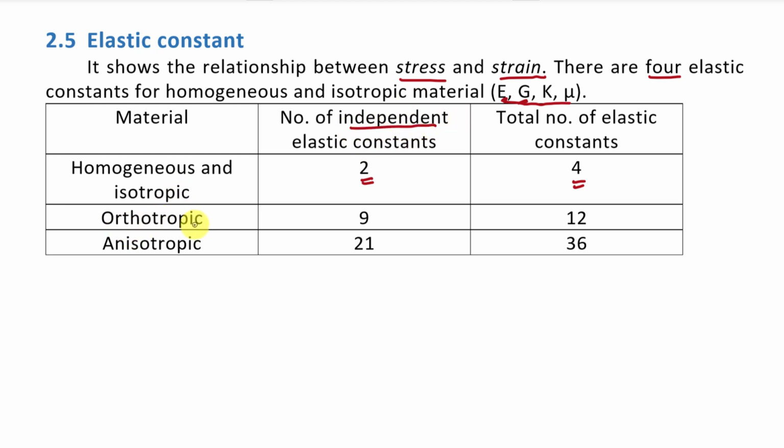Likewise, for orthotropic material, there are total 12 elastic constants, and out of which 9 are independent. And for anisotropic material, the total number of elastic constants is 36 and 21 are independent. Okay?